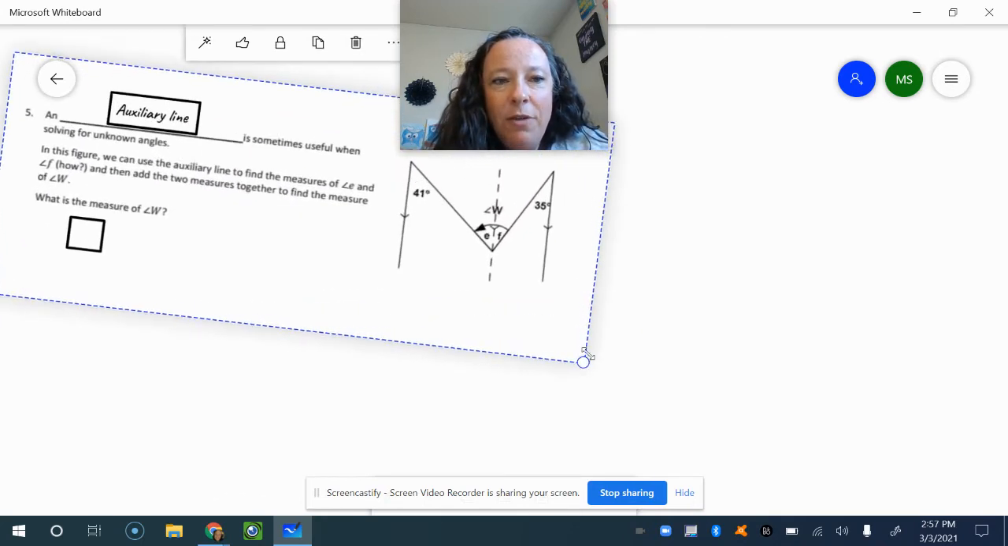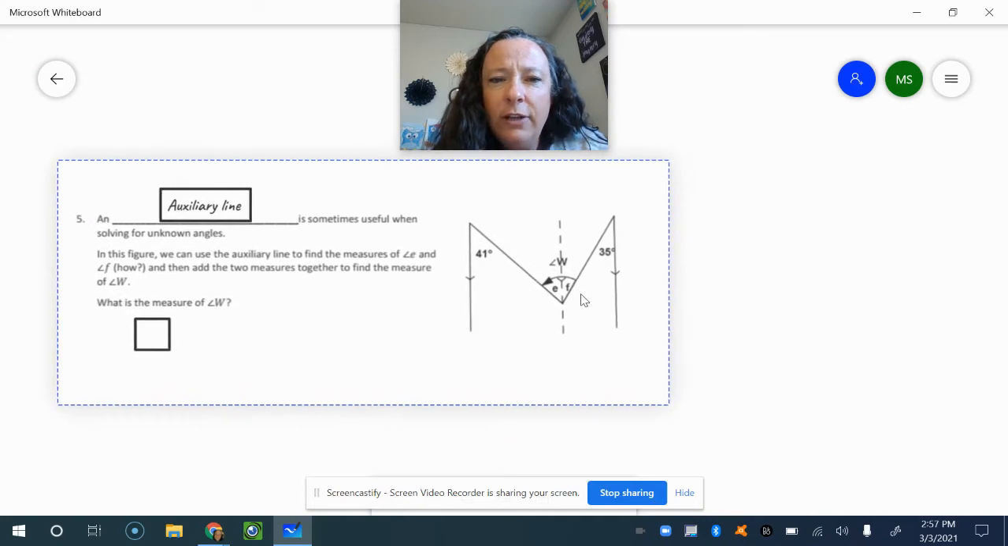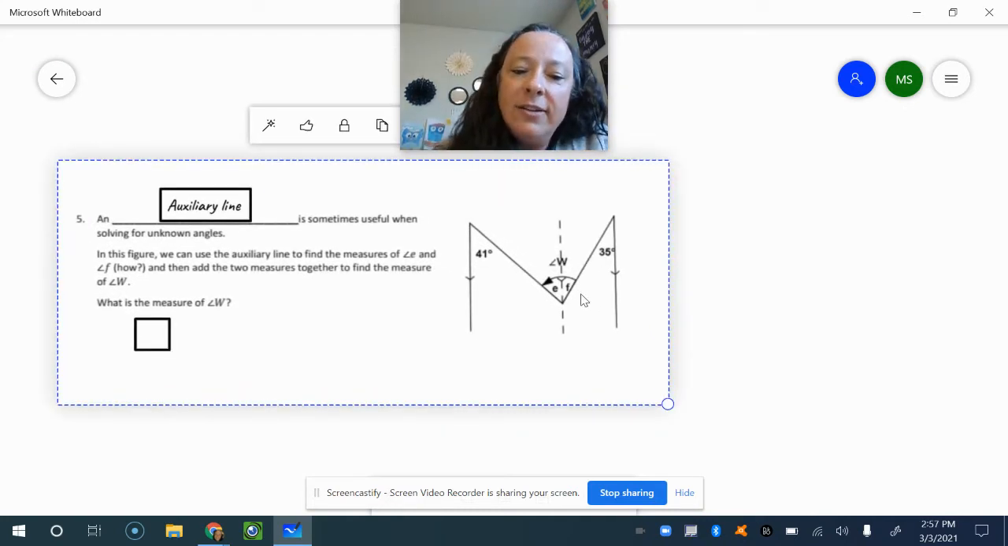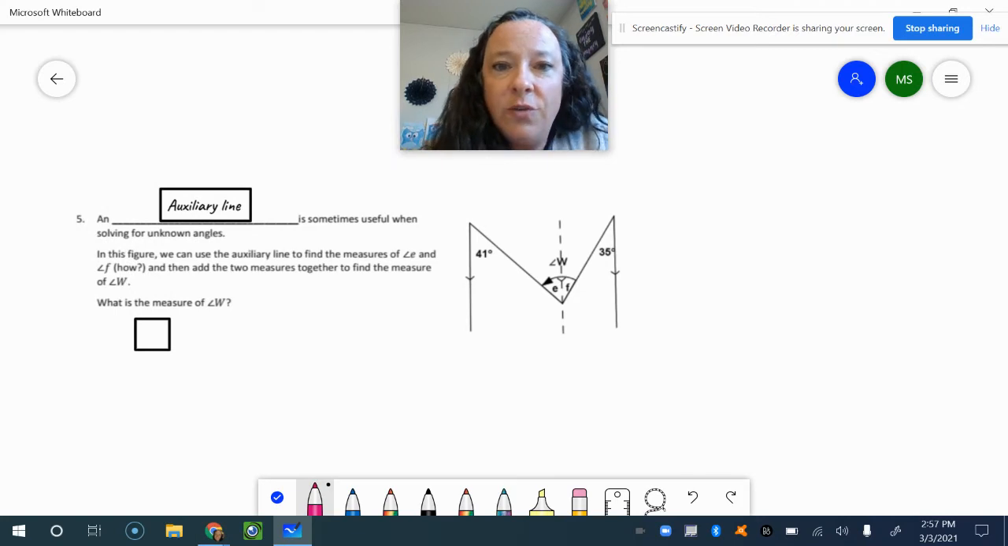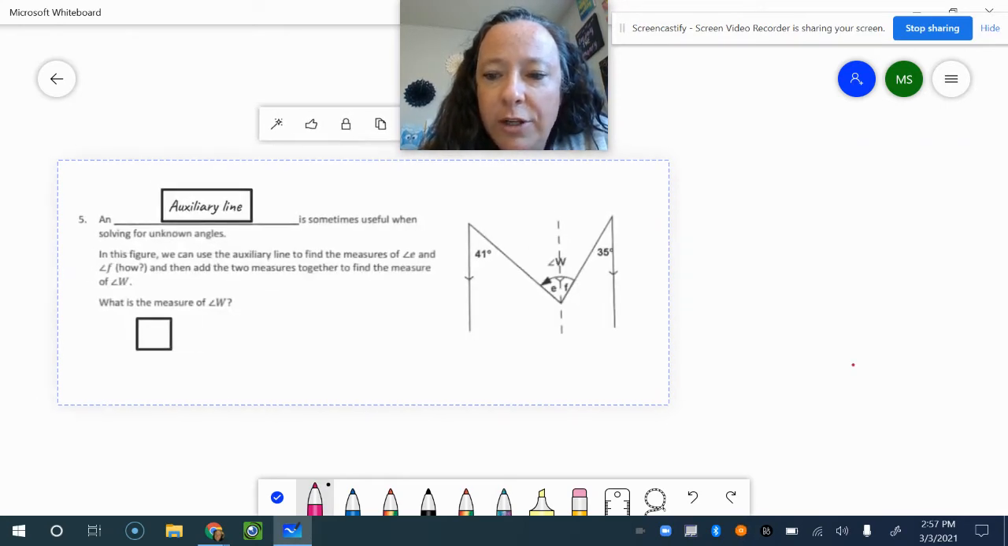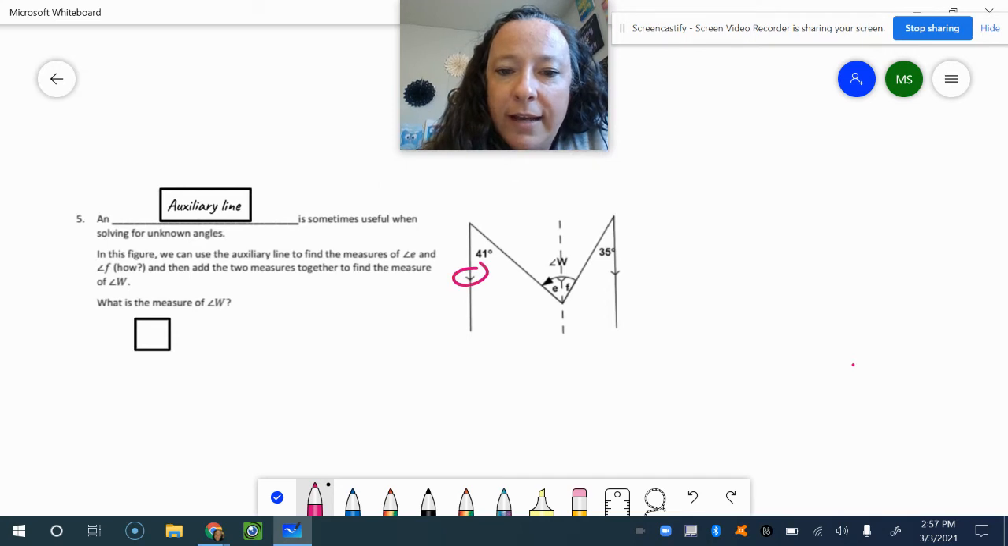Okay. Now, this one we didn't quite go over, an auxiliary line, in the notes, but I want to talk about it. An auxiliary line is sometimes useful when solving for unknown variables. These are just lines that you draw in, like this dotted line right here, that wasn't part of the original problem. In the original problem, we saw parallel lines and 35 and 41, and it wants me to find this whole angle W.